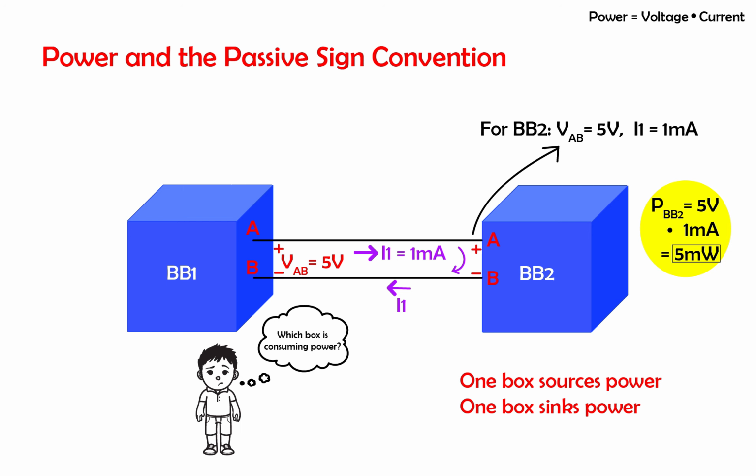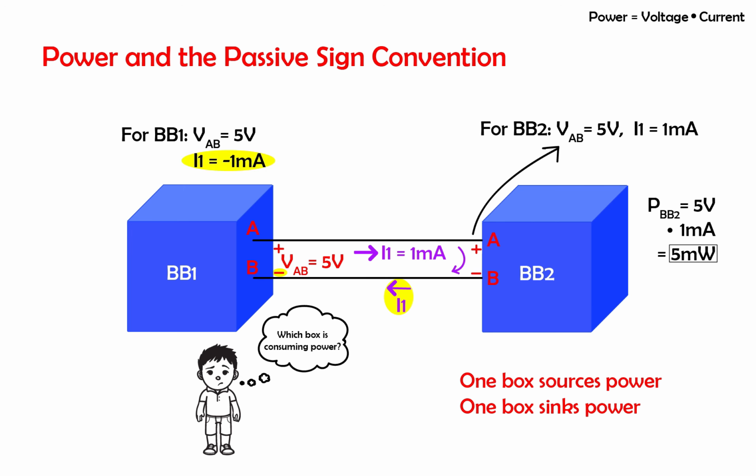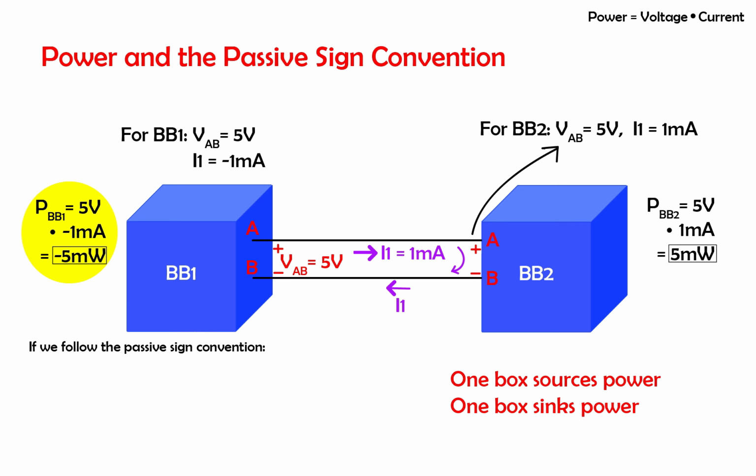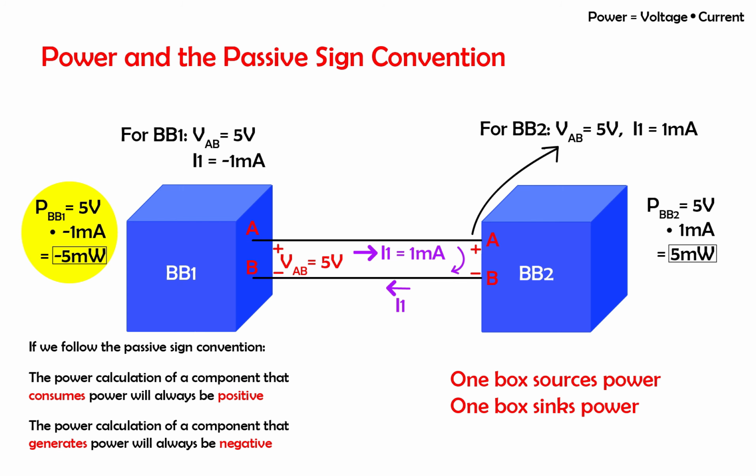Now, for BB1, the voltage across its terminals is also VAB equals 5 volts. But the current I1 is flowing from the negative terminal to the positive terminal of the component, so the convention tells us that the value of the current is negative. Power for BB1 is then 5 volts times negative 1 milliamp equals negative 5 milliwatts. If we follow the passive sign convention correctly, the power calculation of a component that consumes power will always be positive, and for a component that generates power will always be negative.